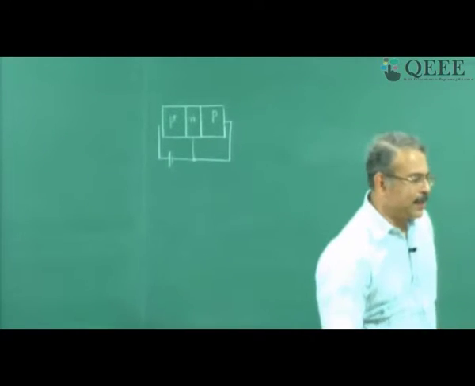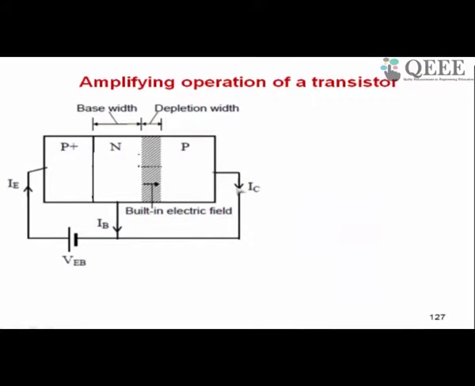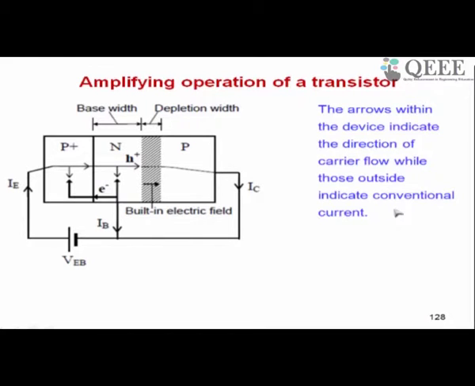The currents are shown here. You have an emitter current, base current and collector current. We need to understand how these emitter, base and collector currents are set up inside the device. So based on our understanding of p-n junction, we know that this is a forward bias p-n junction. So P region will inject holes into N region and N region will inject electrons into P region. The injected electrons will recombine with holes, and now these holes which are injected from P to N, they will recombine in the N region.